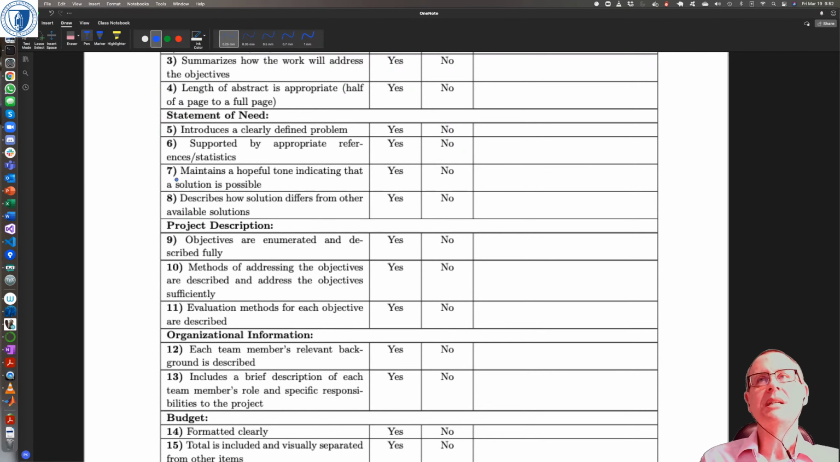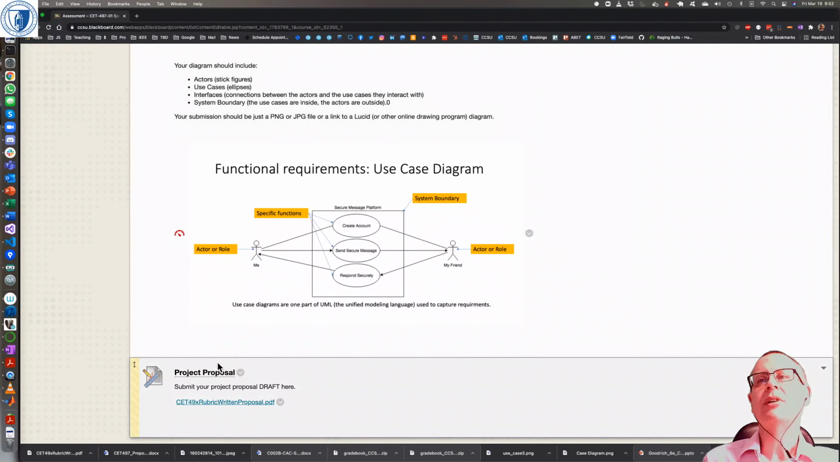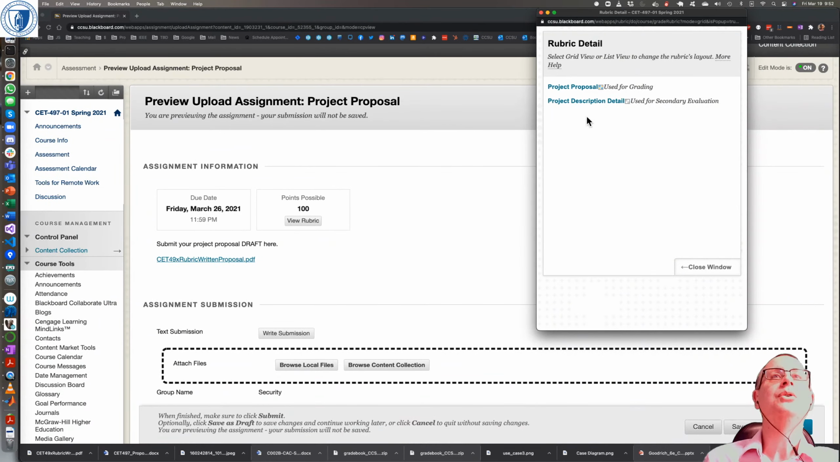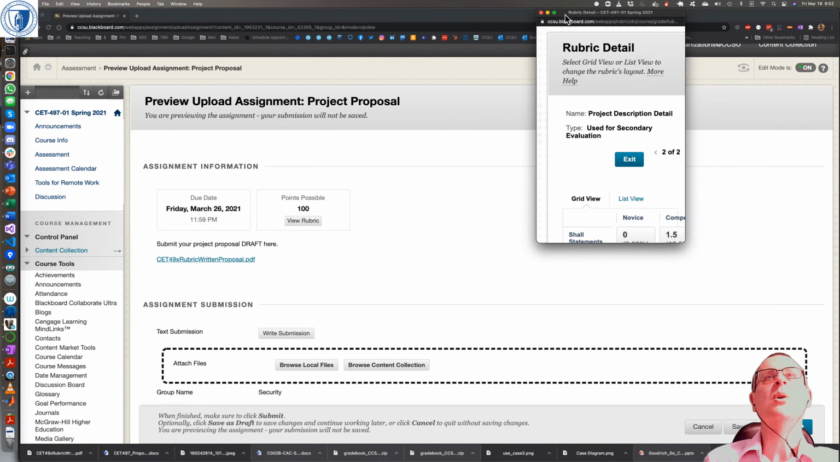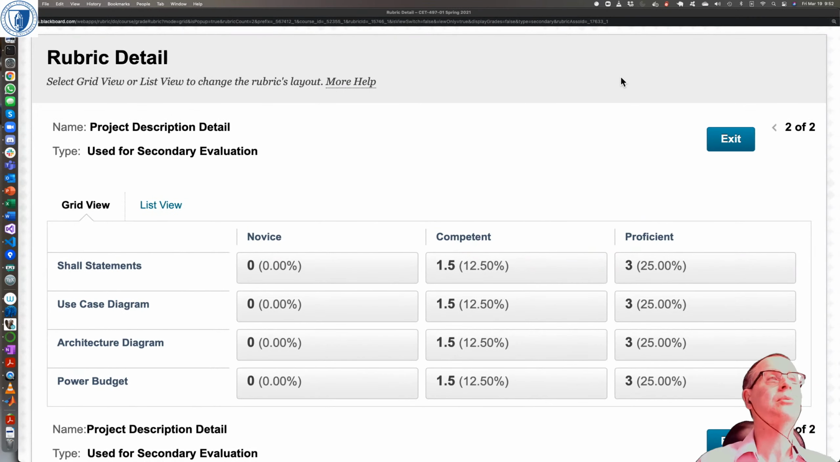I have a little bit more detail than that that I've put. So there's a new assignment called the project proposal, and there are two rubrics. The main one I'm going to be using is the project proposal, which was on the slide that we had before. And then the other one is this one. Let me make it a bit bigger so it's easier to read on the video. Right, so there's got to be shall statements about what your project shall do and how well it shall do it.